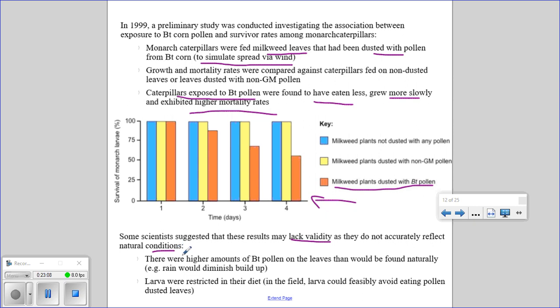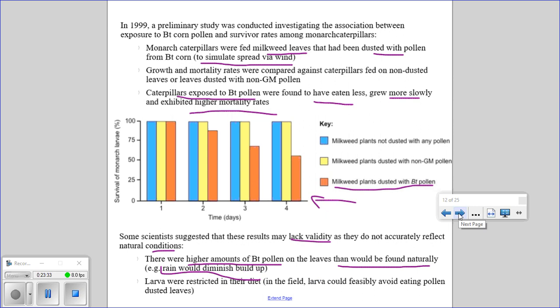Now, some of the issues with this study was that there were higher levels of Bt pollen on the leaves than would be found naturally. So they didn't take into account that rain might diminish buildup of this pollen on the leaves. And larvae were restricted in their diet, whereas in the field, larvae could potentially avoid eating pollen-dusted leaves.